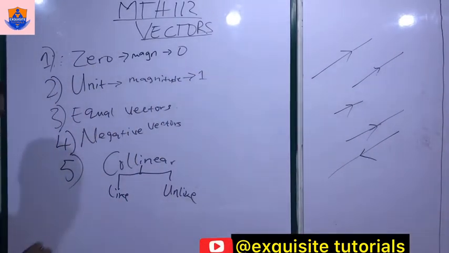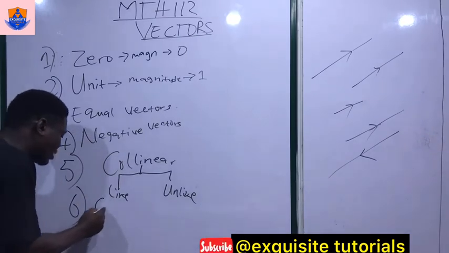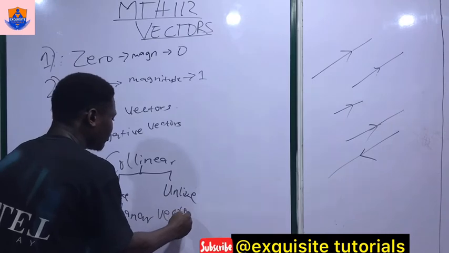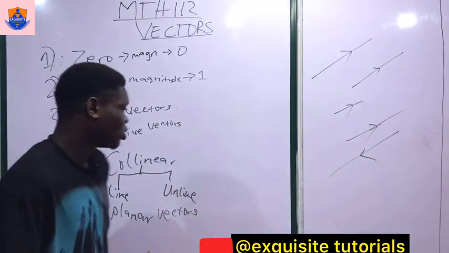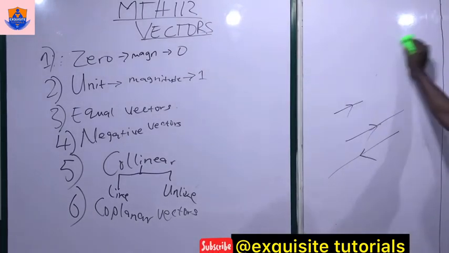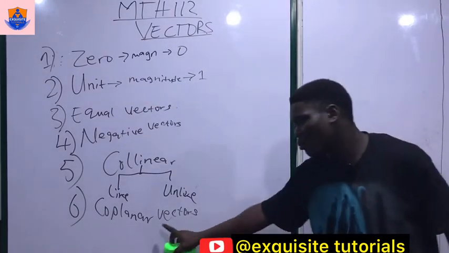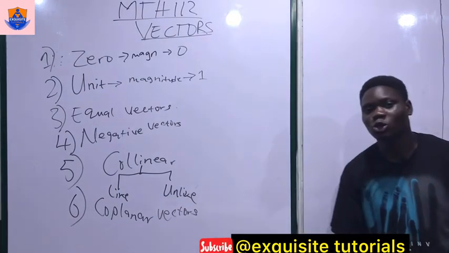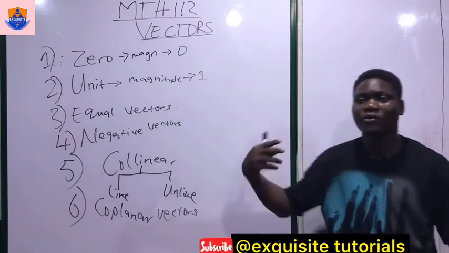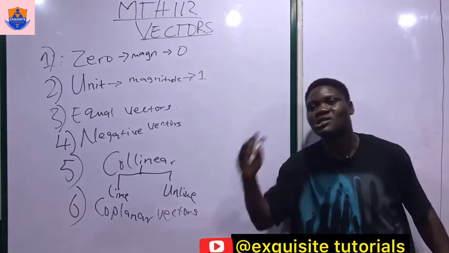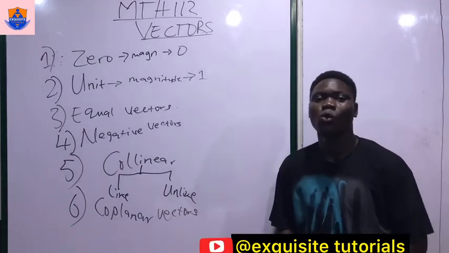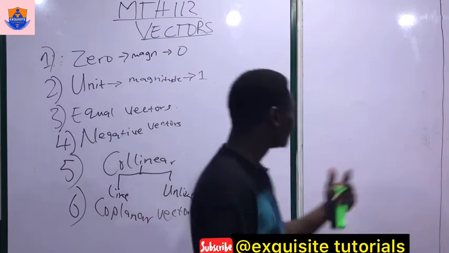So let's move to the sixth one. We have coplanar vectors. Now, what are coplanar vectors? They are vectors that lie on the same plane. In actual sense, when comparing vectors to know if they are coplanar, we compare three or more vectors. We do not compare two vectors because no matter how you position two vectors, they must lie on a certain plane. So we compare with three vectors or more.